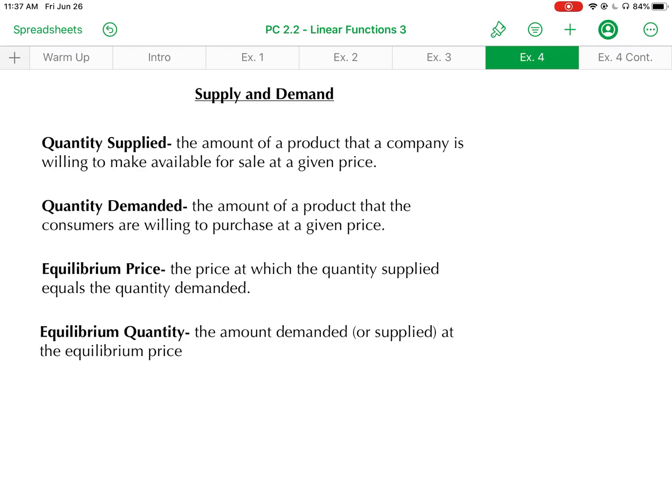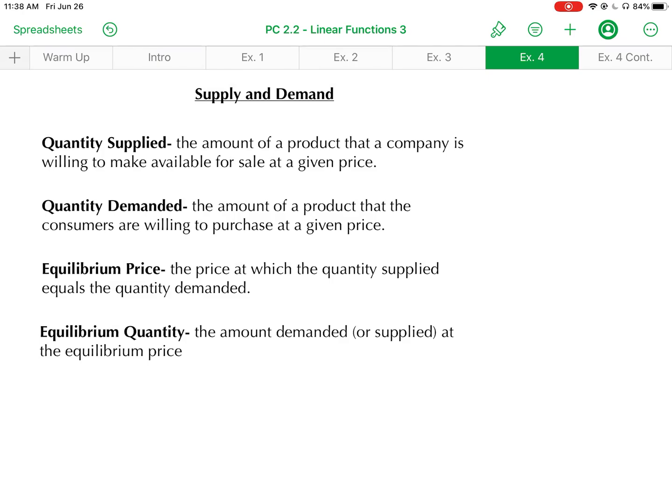When we talk about quantity supplied, we're talking about, in a business scenario, the amount of product a company is willing to make available for sale at a given price. How much inventory do I have to sell when I'm selling something at a particular price? The quantity demanded is going to be the amount of that product the consumer is willing to purchase at a given price, right? Typically, how much is sold is dependent upon the cost of the item. Typically, you would think that the greater the price of the item, the fewer units you're going to sell.